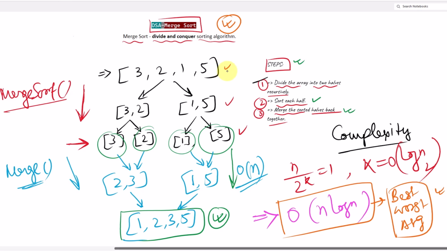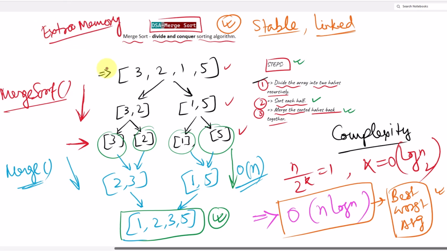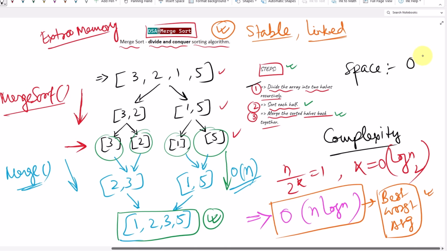Now this is also a stable sorting algorithm. That means equal elements will preserve their order. Linked lists can be used for merge sort because we do not require any kind of random access. But the only drawback with merge sort is that it requires extra memory. So this is not an in-place sorting algorithm like quick sort. Here we require extra memory. So we have the space complexity of O(n).